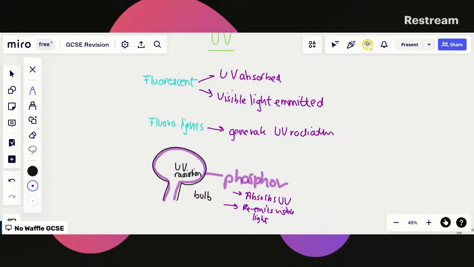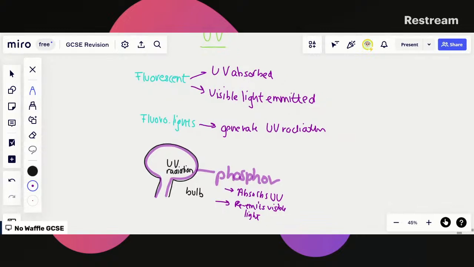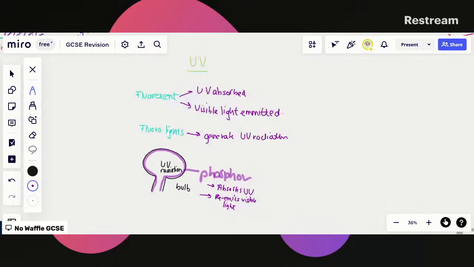Now, UV radiation is also produced by the sun, and exposure to UV radiation can give people a suntan. When it's not sunny, some people go to tanning salons where you have UV lamps, and they're used to give you an artificial suntan. However, overexposure to UV radiation can be really bad for you.